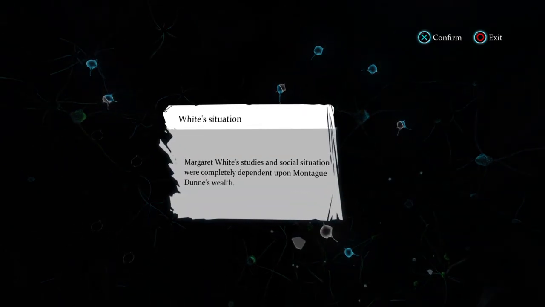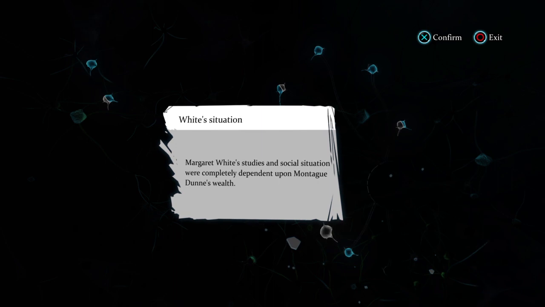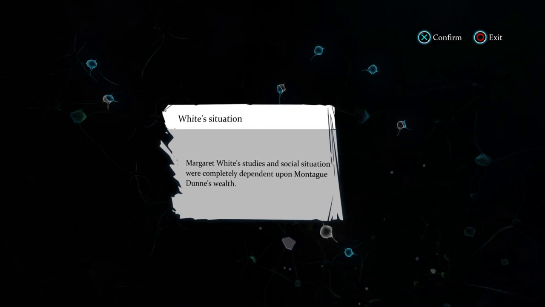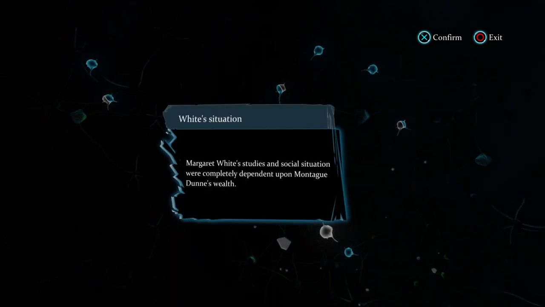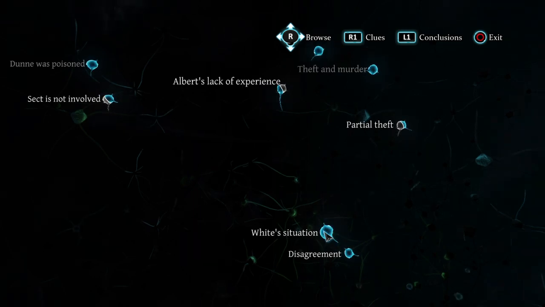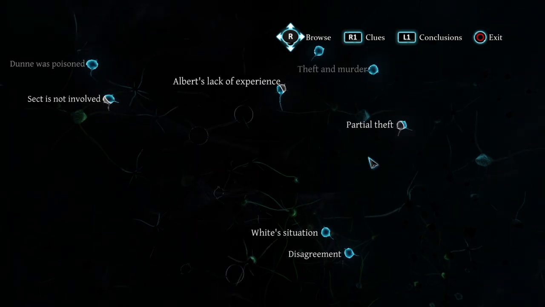White's situation. Margaret White's studies and social situation were completely dependent upon Montague Dunn's wealth. Yes, we know that. Does not help me, not yet.